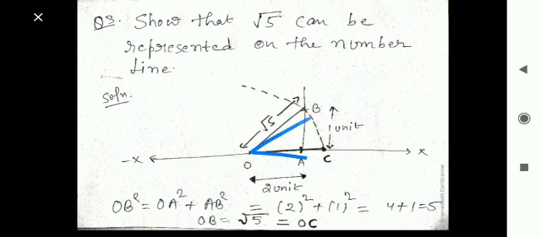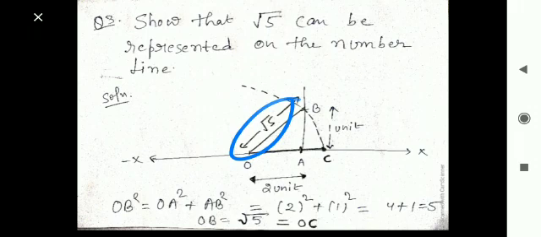Definitely you know the method of Pythagoras theorem. So suppose A is 90 degree, then OB is the hypotenuse, OA is the base, and AB is the perpendicular. So what is the formula for finding OB? OB is equal to under root OA square plus AB square. So that is under root 2 square plus 1 square, so under root 5. So in this formula we can get the value of OB. So OB is root 5.